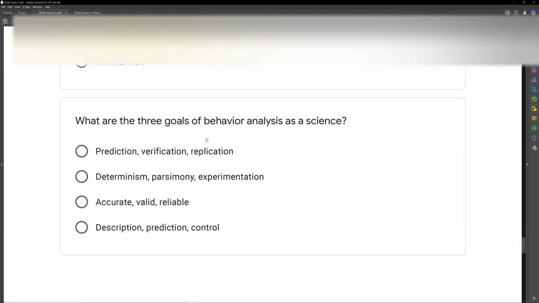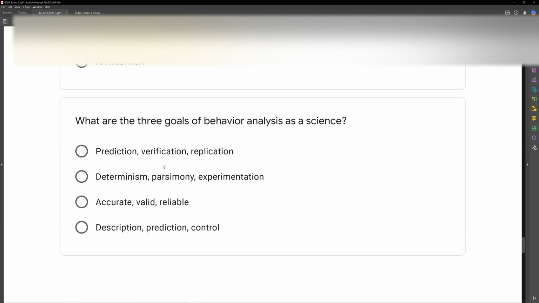So let's just think about this from a fundamental standpoint. Fundamentally, what are we trying to accomplish? Well, we're studying human behavior. And if we're going to use applied behavior analysis, we're actually experimenting with human behavior. So we really want to do what with experiments? We want to establish experimental control. And to get there, what do we need to do? A, prediction, verification, and replication.